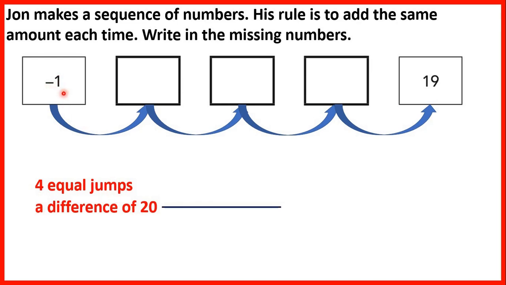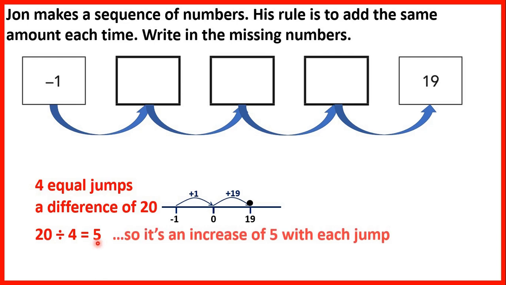The difference between -1 and 19 is 20 because from -1 to get to 0, we need to add 1, and then we need to add another 19 from 0 to get to 19. So that's adding 1 and then 19, so adding 20 altogether. And if we know that the difference is 20 and we have 4 equal jumps, we can divide the difference by the number of jumps, and that tells us that there will be an increase of 5 with each jump.